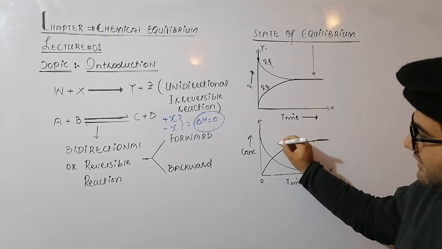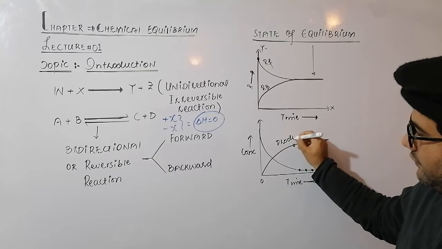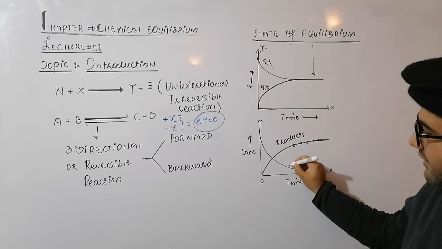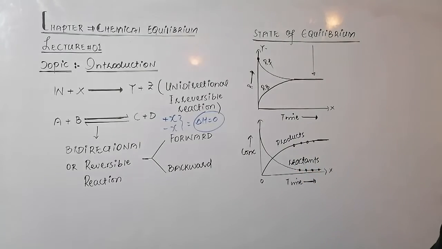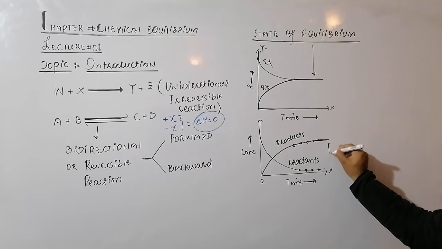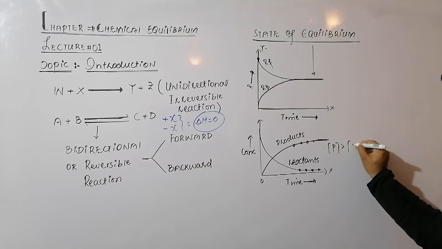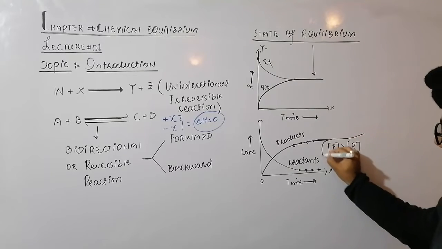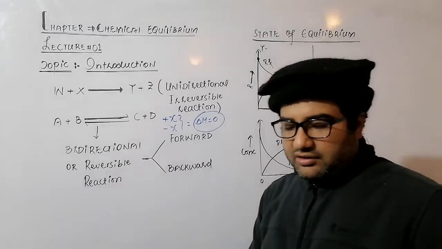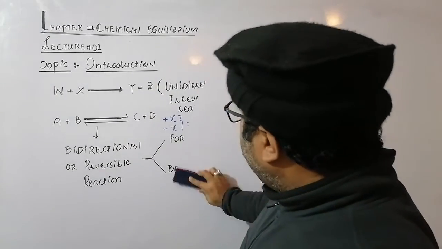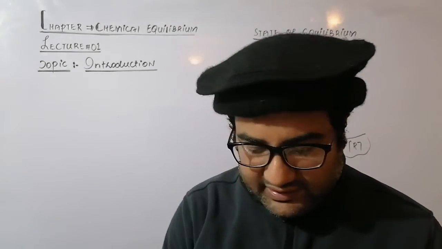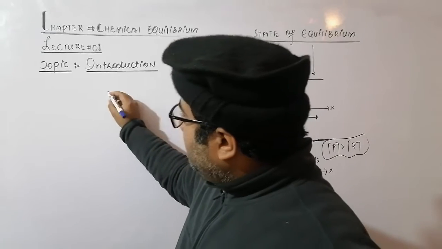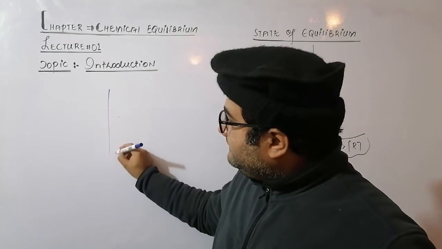So this rising curve is for products, and this falling curve is for reactants. These curves show that at the state of dynamic equilibrium, the concentration of products is greater than the concentration of reactants. But keep in mind, this is not always true. You cannot say that at the state of dynamic equilibrium the concentration of products will always be greater and reactants lesser. Rather, the case may be something like this.